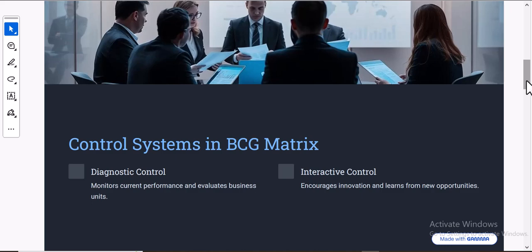And obviously, through this diagnostic process, we will be able to understand what strategic decisions we need to take in order to invest our resources towards those opportunities. So, in fact, these diagnostic controls are giving the input to the interactive control systems that are about innovation and learning towards the new opportunities.